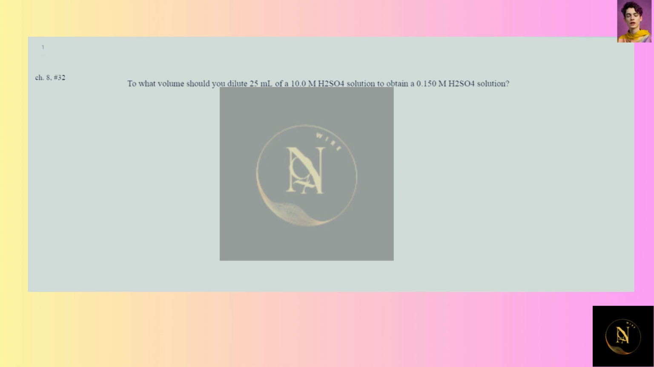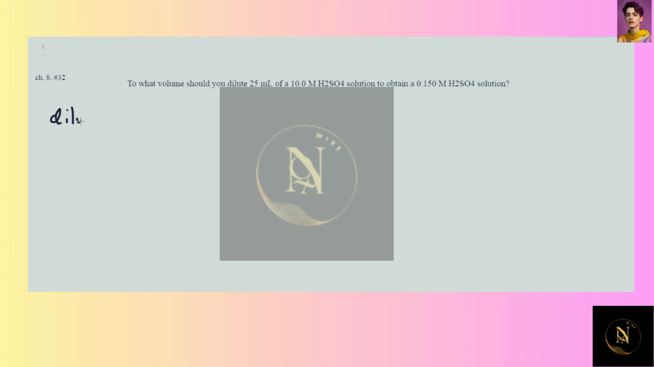This problem is number 32 in Chapter 8 of the Chemistry, Structure, and Properties textbook, second edition by Tro. And the question is as follows. To what volume should you dilute 25 milliliters of a 10 molar sulfuric acid solution to obtain a 0.150 molar sulfuric acid solution? So to begin, this is a dilution problem.